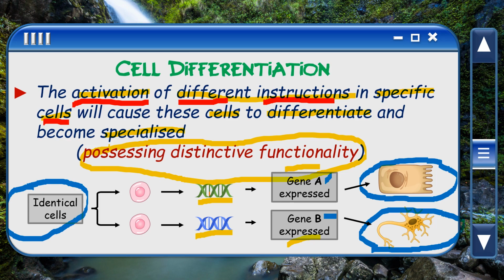That is what we are calling differentiation. They are coming from the same cells with the same instructions. But when it comes to activation, different instructions are activated in specific cells, and particular genes are the ones that are going to be expressed, and then we shall form a specialized type of cell.